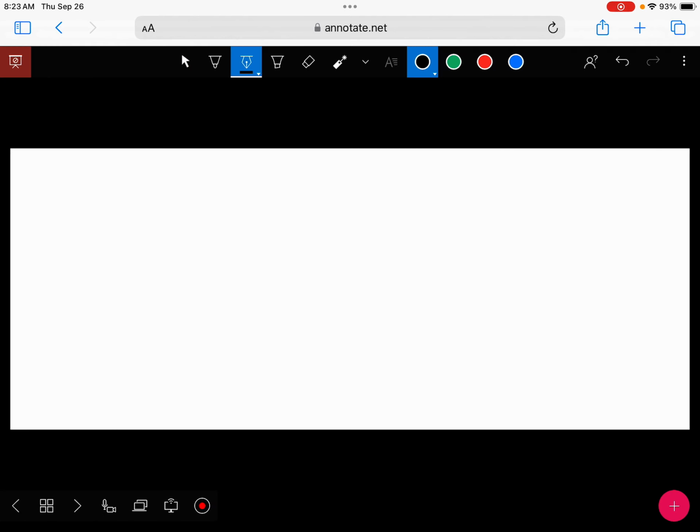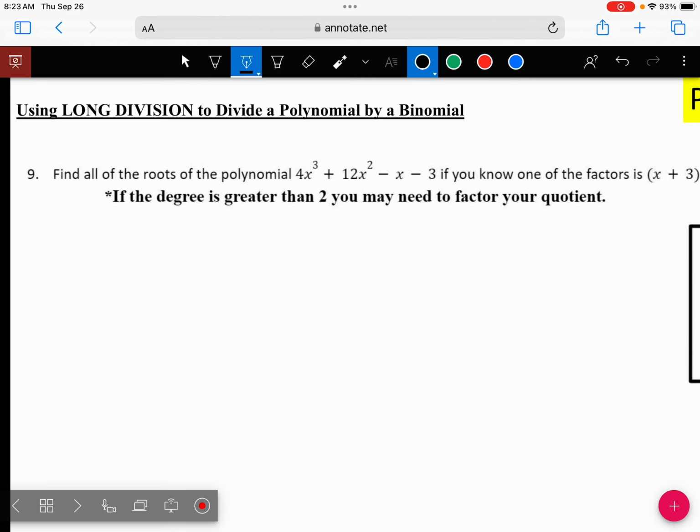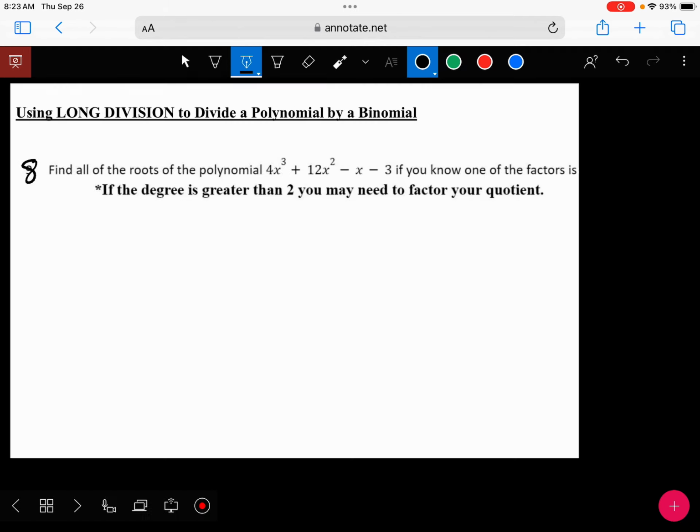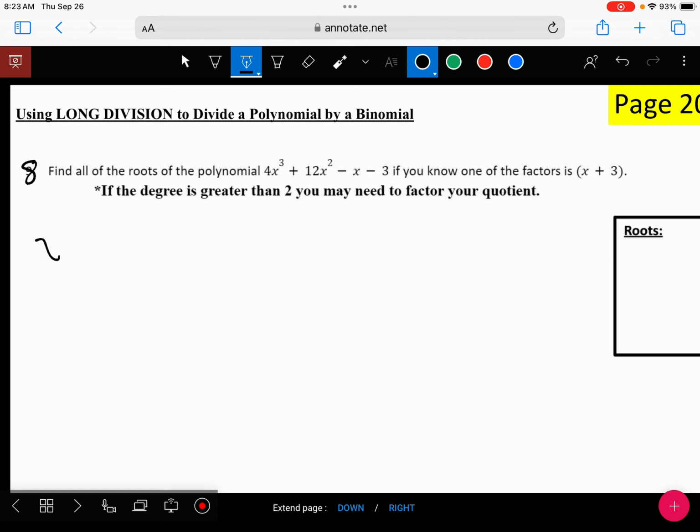All right, we have one more question, and that's number 8. I don't know why mine says 9, but it's number 8. It's the last one. Let's go ahead and set this up. X plus 3 is on the outside: 4x cubed plus 12x squared minus x minus 3.